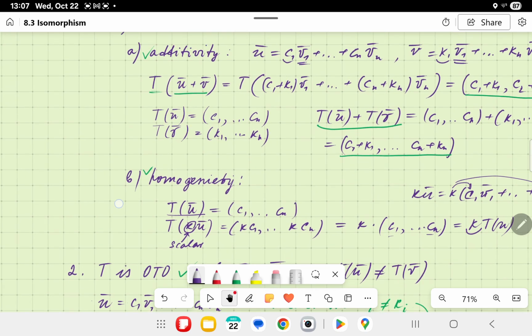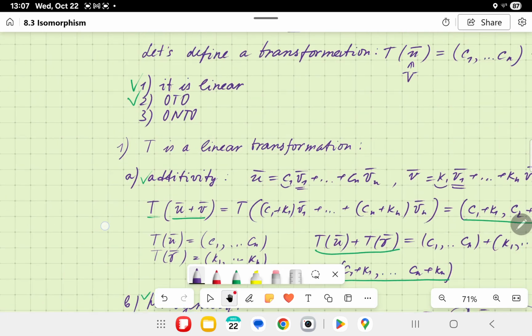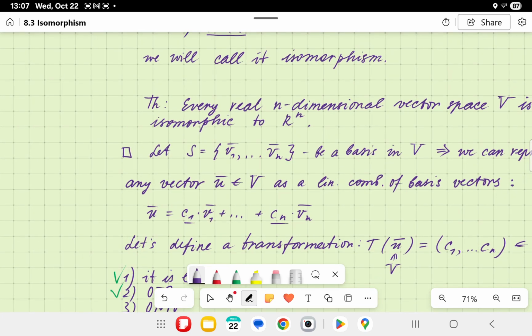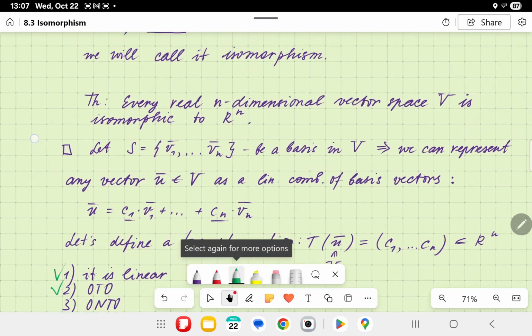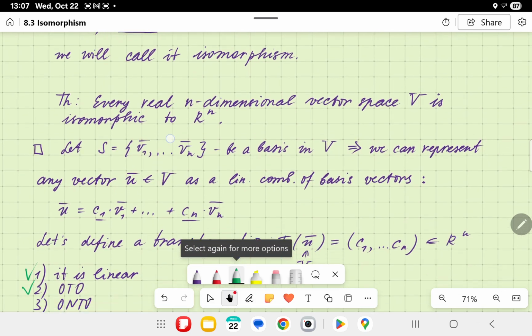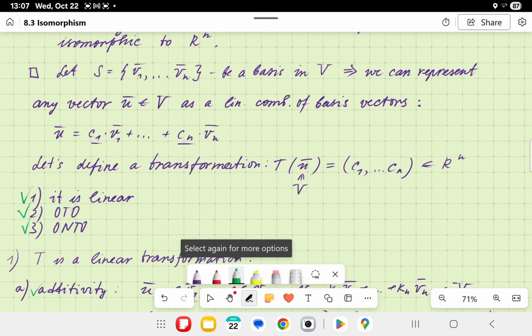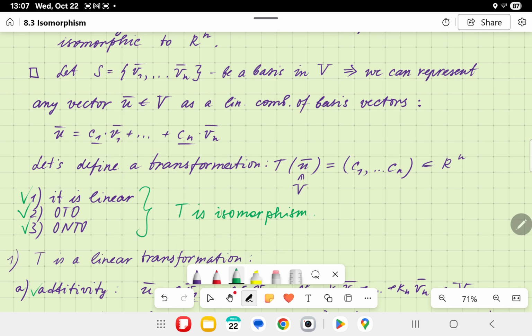Well, I think we need to mark that we proved it somewhere in the beginning. Where is it? Not here, not here. We proved it's onto. So we proved that T is an isomorphism. So, well, we're kind of done with proving the isomorphism.